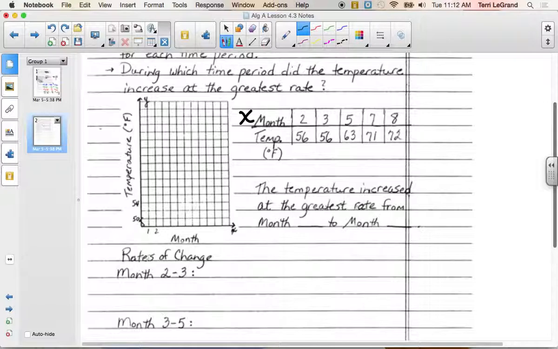Months. And what's going to be y? Temperature, yeah. And does it make more sense to say so many degrees per month, or does it make more sense to say so many months per degree? Degrees per month makes more sense, right? Okay. So let's finish numbering first of all so we can graph.